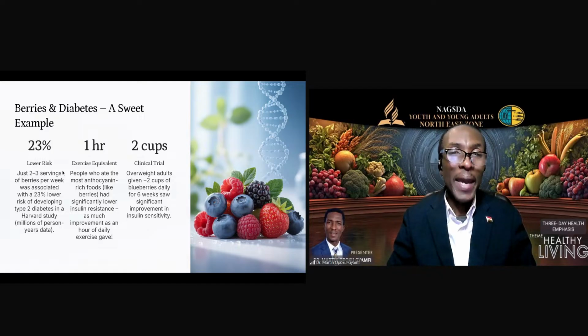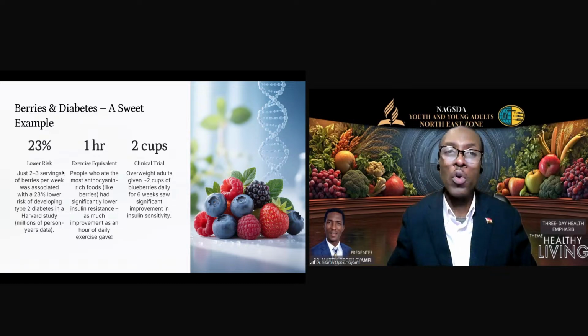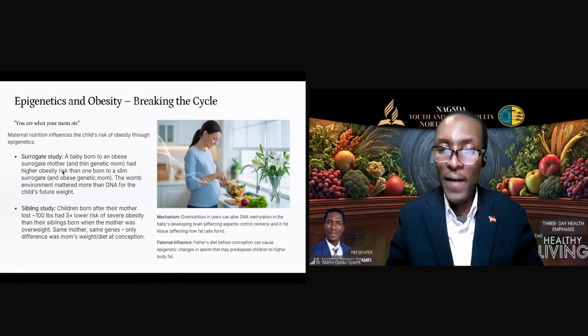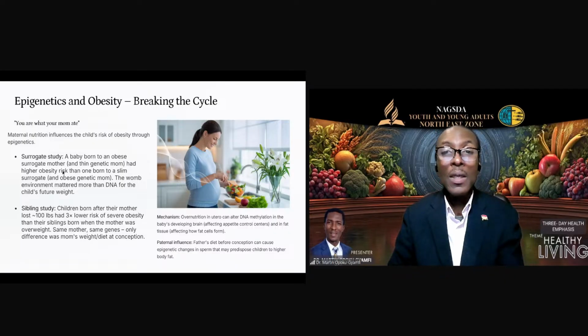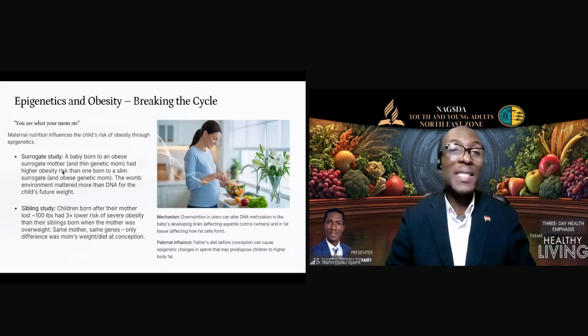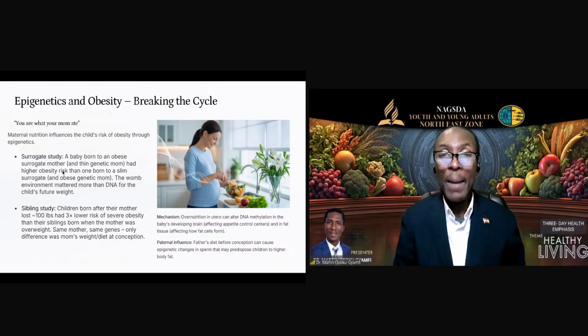So if you care about your health or you want to prevent heart disease, mind what you eat. Vegetables, fruits, those will create epigenetic tags. Finally, we are going to look at obesity and we'll be done. Obesity, the cycle can be broken. Remember earlier on I said you are what your mom ate. Maternal nutrition influences the child's risk of obesity through epigenetics.